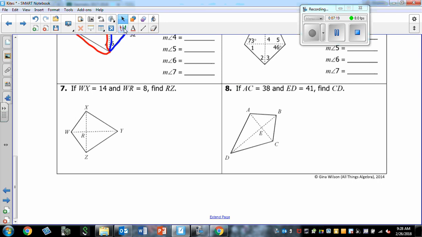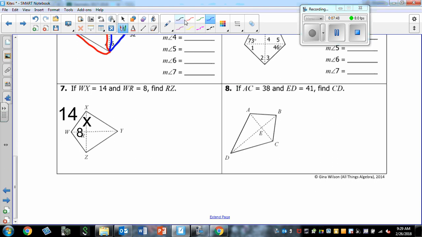On number 7, it tells me WX is 14, so that's over here. And WR is 8. I'll make that a little bit smaller so it can fit in the picture. Okay, so WR is 8. I want RZ. So I want RZ, which is here, but I'm not really working with that triangle, so I'm just going to move it up here because I know they should be the same.